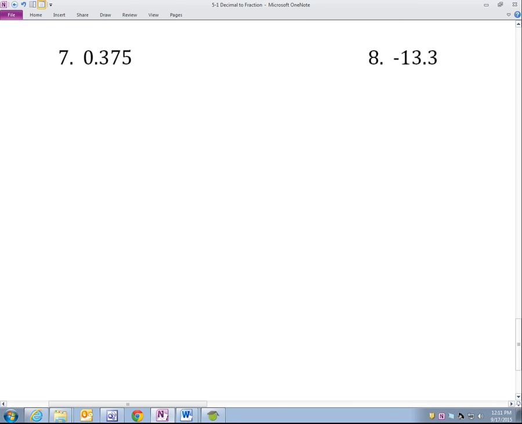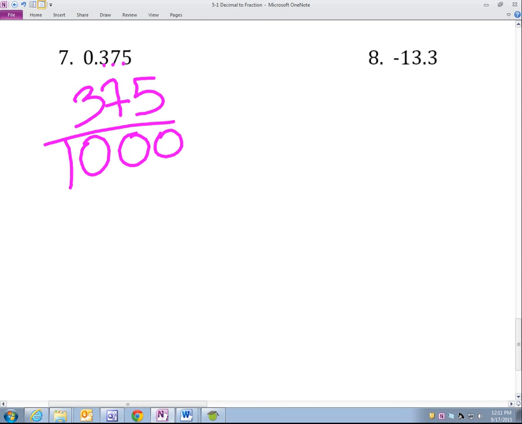Now we have 0.375. One thing I want to point out to you is remembering what the place values are in decimals. What place value is that? Everybody, say it. Ones. And when you get away from the ones, this is ones, this is tens, this is tenths. So I have tenths, hundredths, thousandths. So I need to go 375 over 1,000. Ew, that is not simplified.